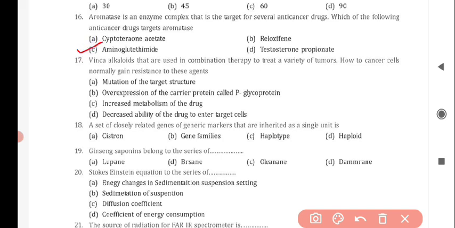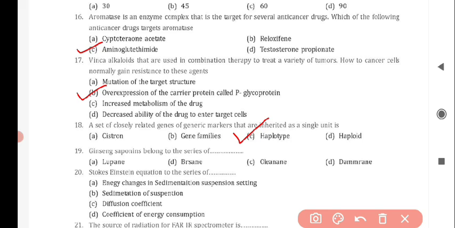Next question is Vinca alkaloids that are used in combination therapy to treat a variety of tumors. How can tumors gain resistance to these agents? And the correct answer is option B, overexpression of the carrier protein called P glycoprotein. Next question is a set of closely related genes or genetic markers that are inherited as a single unit is, and the correct answer is option C, haplotype.